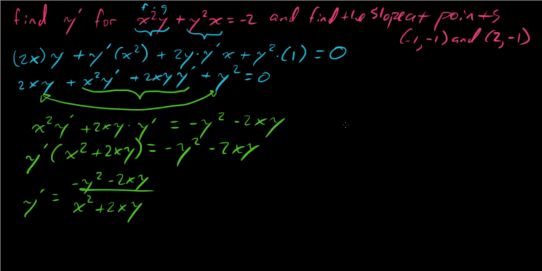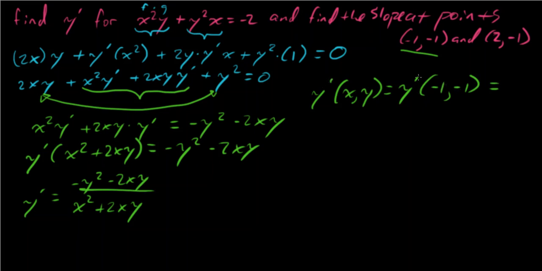So to find the slope at this specific position, we could just plug it in. Y prime is now a function of x and y. So y prime at -1, -1, at this point, is saying plug in x and y to your derivative y prime.